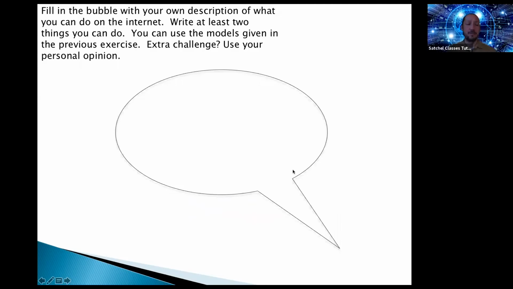Now, really important, try to write a description of what you can do in terms of the internet. So I'm just going to write my own opinion here. I'm just going to write what I do on the internet. I'm going to give my own opinion. Me encanta la red, que es muy útil.